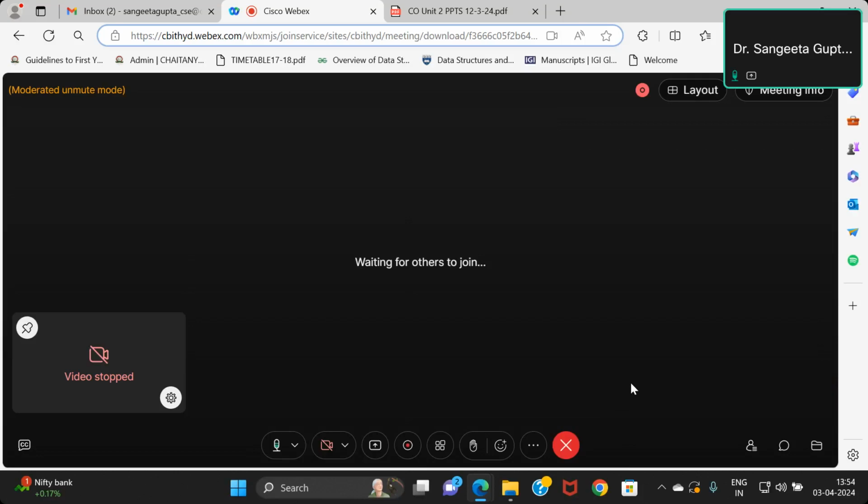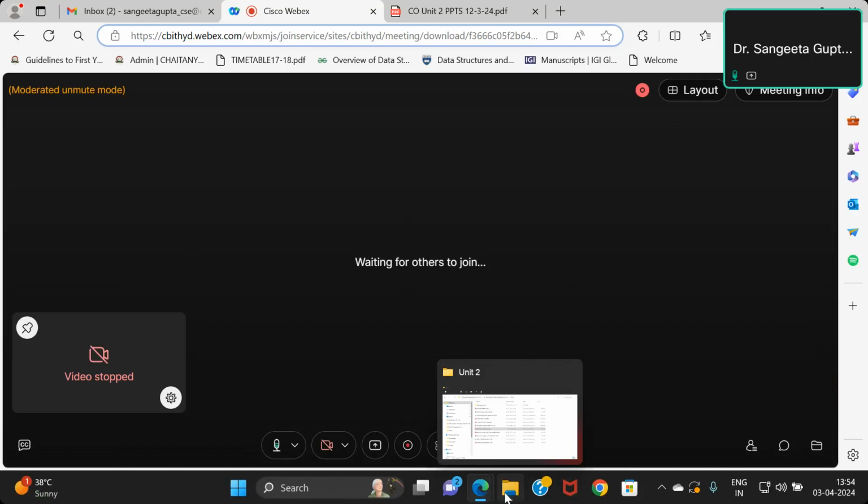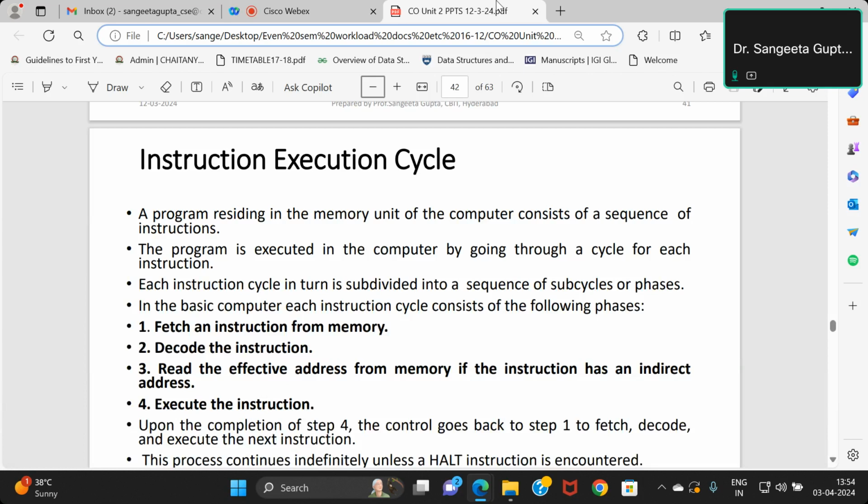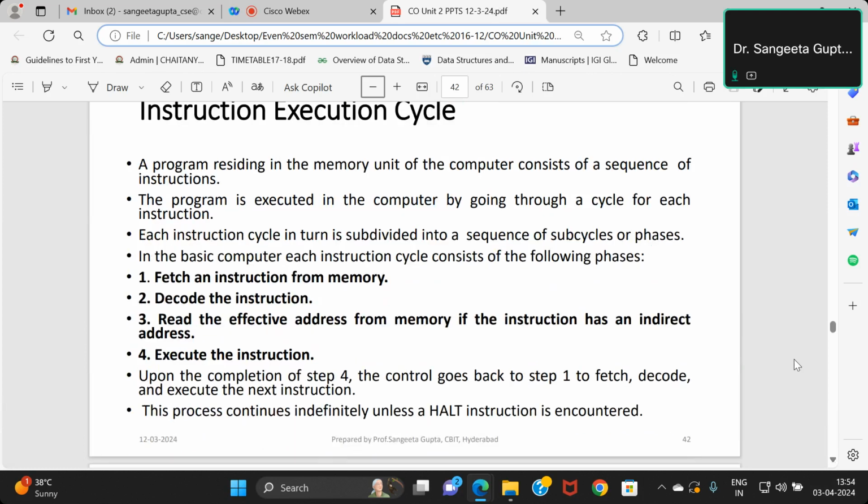Today I am going to explain the topics in computer organization and architecture related to the instruction cycle, or instruction execution cycle. We are all familiar that any instruction that has to be executed has to go through a cycle, and that cycle is repeated for each and every instruction associated with a particular program. There are prominent phases that any instruction cycle has to go through.